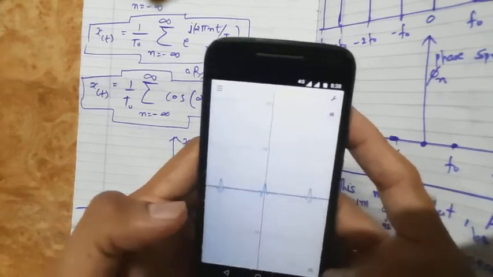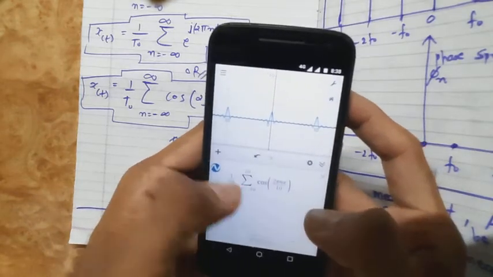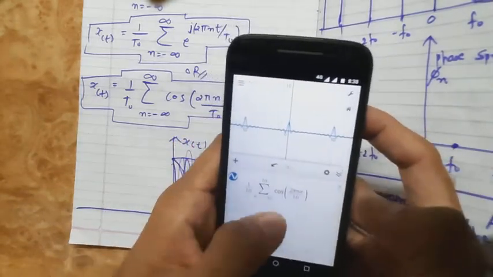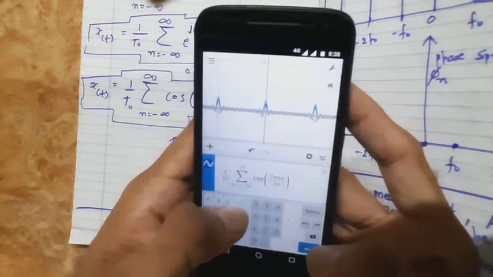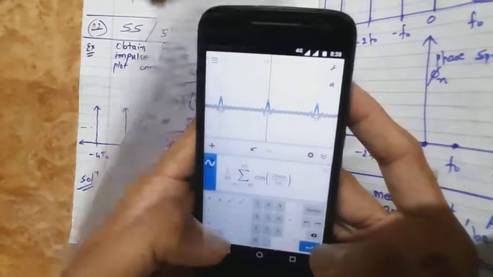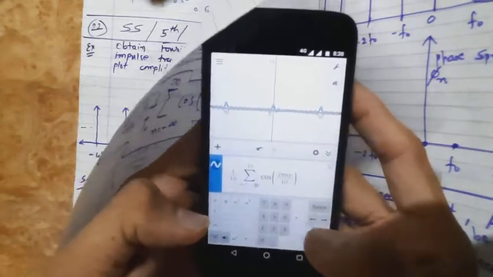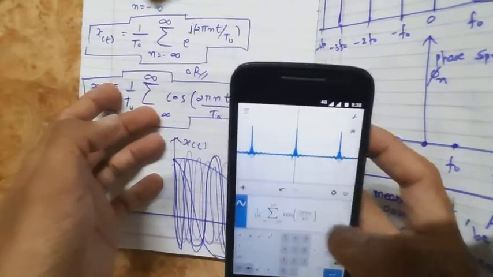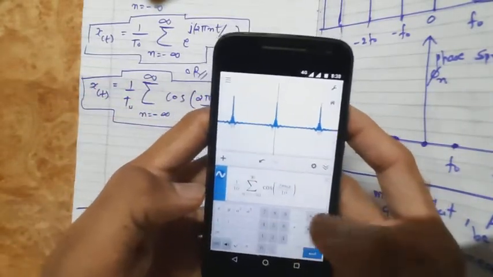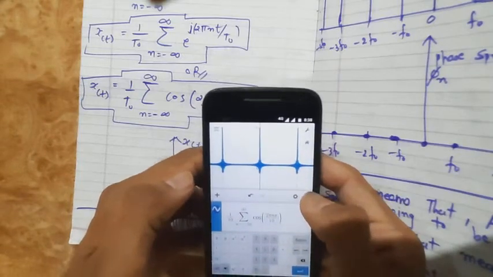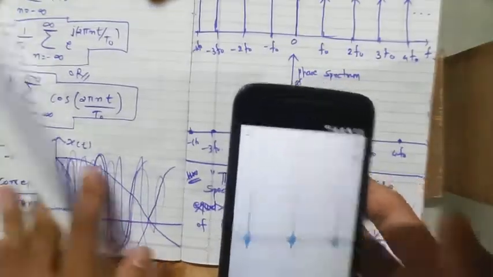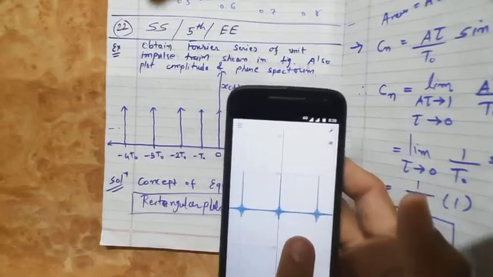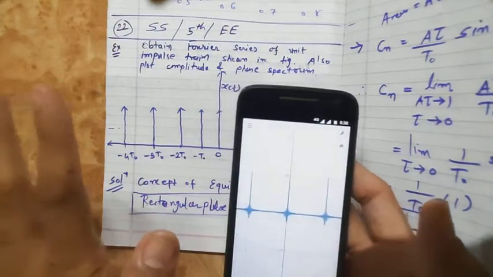See that graph. Now what we are going to do is plot from negative infinite to positive infinite. So let's say negative 50 to positive 50, and you will have that famous graph. You see those peaks, something like this. The more you increase the value, you will get infinite and infinite peaks.